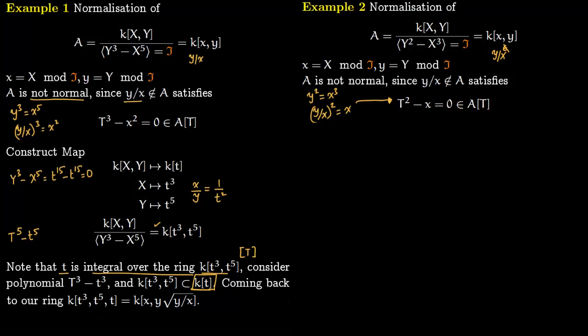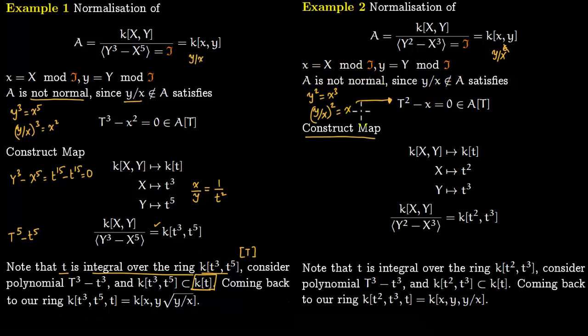So for normalization, we have to construct a map. A is not normal precisely because we have this element y over x which does not lie in A but satisfies such a monic polynomial. So it is integral over A but does not lie in A. Therefore A is not normal.